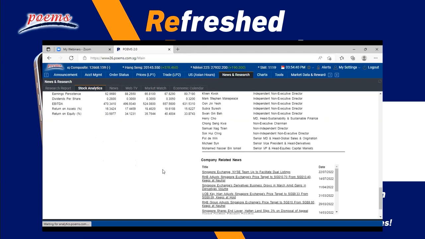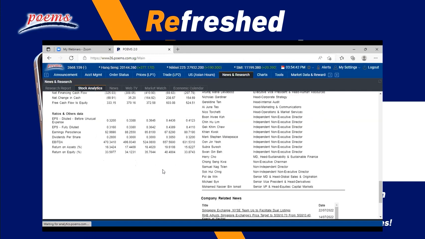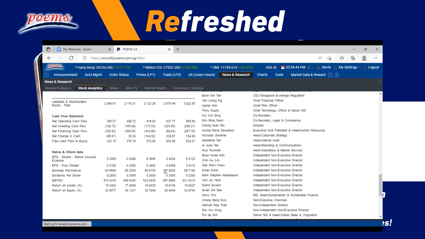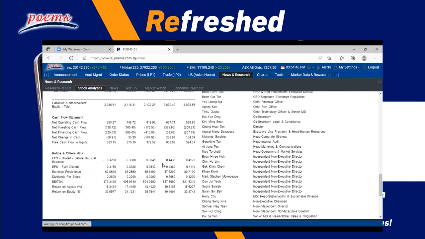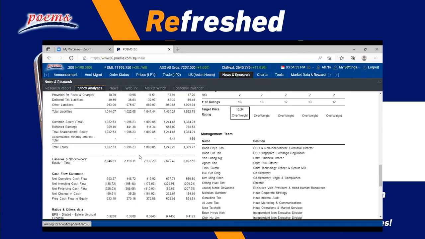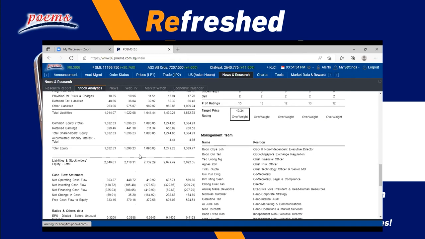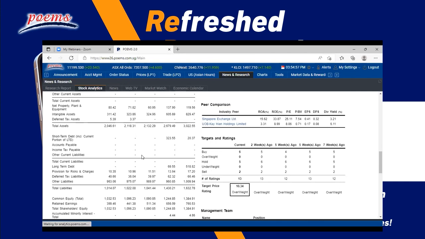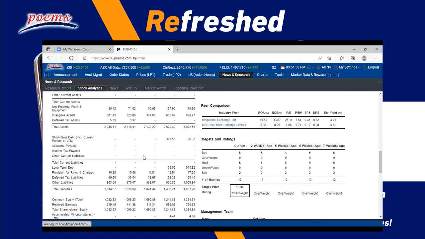As well as if you want to know about the balance sheet of the company, the statement of cash flows, as well as the assets and liabilities that the company has. You can look through on the left side, there will be the statement that the company provided, the financial statement itself.